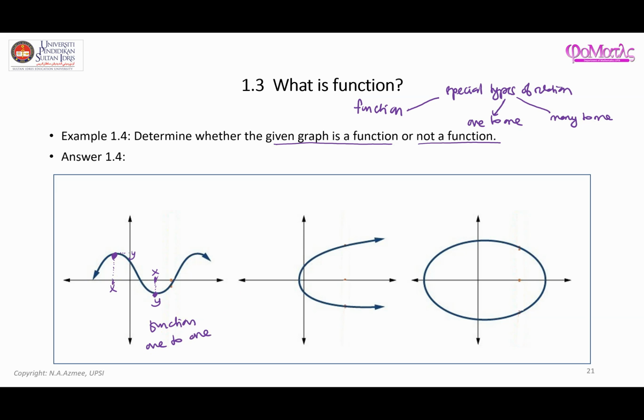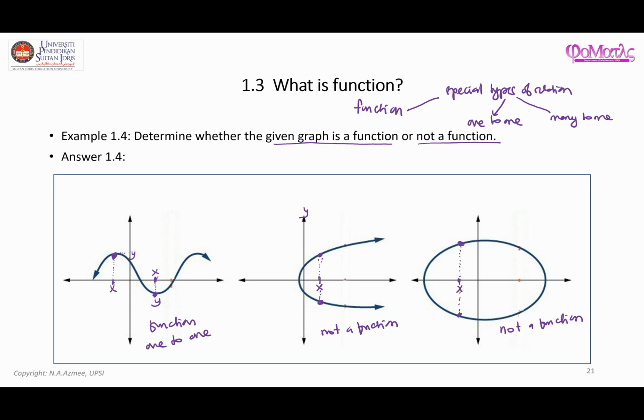Okay, for this one, you can see that if this is my x, it will be mapped to either this point or that point. So clearly this is not a function, because it needs to be mapped to exactly one element. So the value of y here needs to be only one value. x needs to be mapped to one value of y only, it cannot be two values. Similarly for this one, if this is my x, you can see that x will be mapped to either this one or this one. So therefore this is also not a function.